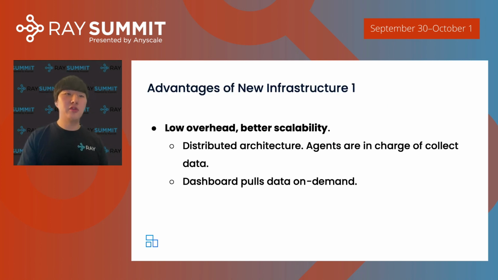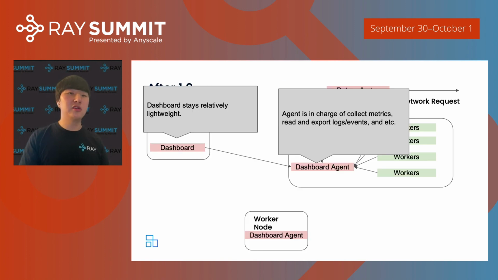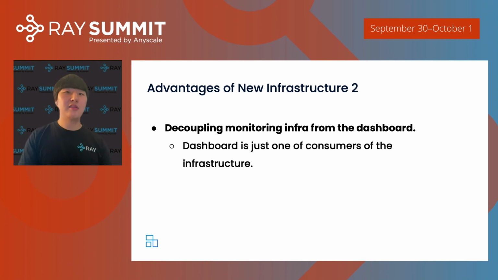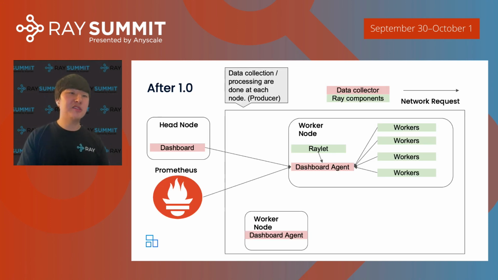Let's take a look at the advantages of the new infrastructure. The first advantage is low overhead. As you can see, we excluded the Raylet from the metrics collection path, and everything is done within a single process called the dashboard agent. Thanks to that, we had much less overhead than before. Also, the dashboard stays relatively lightweight because we are pulling data only on demand. The second advantage, the biggest advantage, is that we can decouple the monitoring infrastructure from the dashboard. The dashboard is just one of the consumers of the infrastructure. So let's see an example.